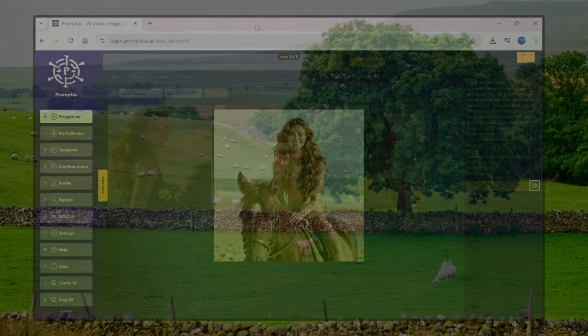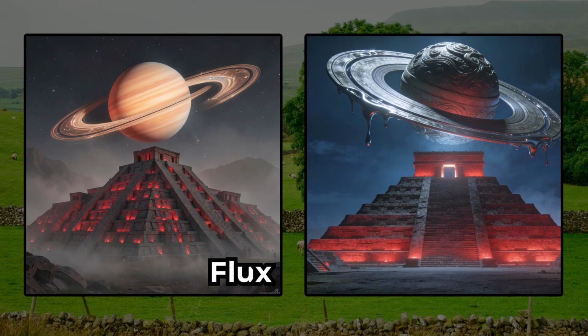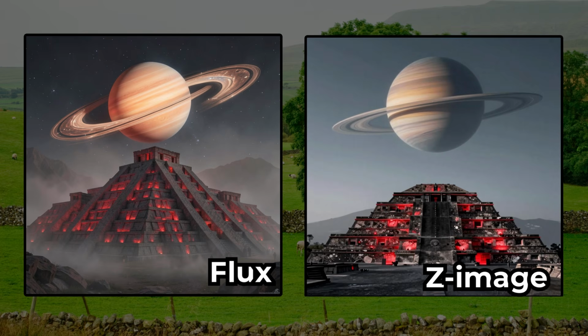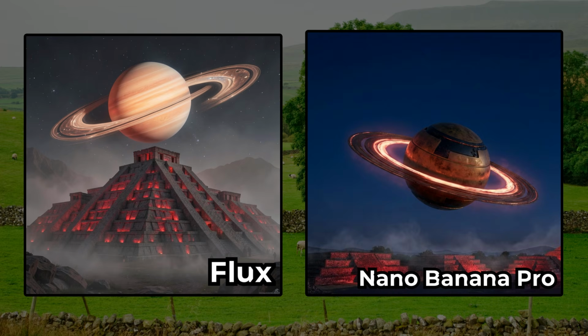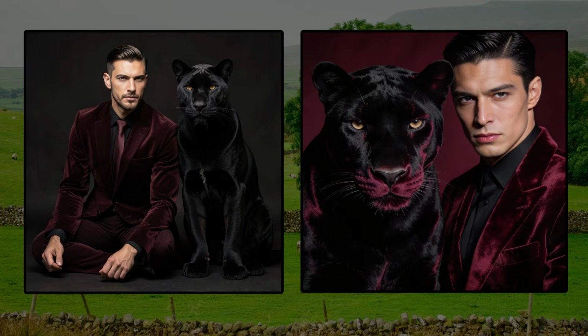So here are some of my Flux 2 Klein versus Seedream versus Z-Image Turbo tests as well. The prompt is ancient pyramids with a giant Saturn suspended in the sky. For Seedream, it went futuristic. Z-Image created a realistic version, and well, Nano Banana Pro clearly used a different training set because the image is more animated and cinematic. Alright, so this is the same prompt across all models.